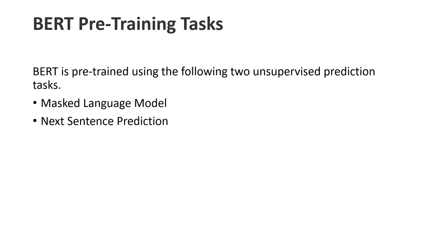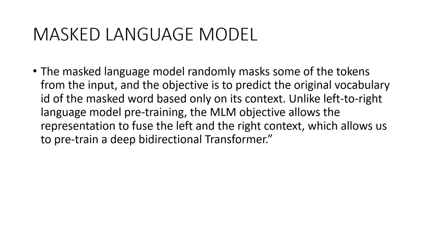BERT pre-training tasks. BERT is pre-trained using two unsupervised prediction tasks: masked language model and next sentence prediction. The masked language model randomly masks some of the tokens from the input, and the objective is to predict the original vocabulary ID of the masked word based only on its context. Unlike left-to-right language model pre-training, the MLM objective allows the representation to fuse the left and the right context, which allows us to pre-train a deep bidirectional transformer.